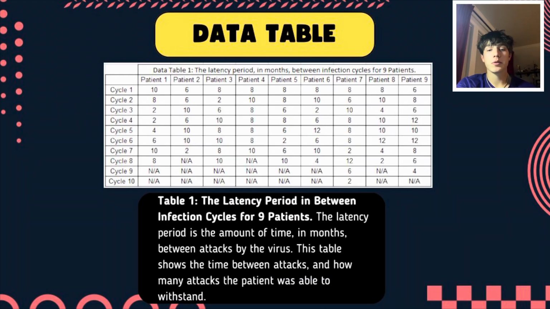Our first data table is looking at the length of latency period for each attack cycle for each patient. And the reason we wanted to look at the data like this is because it shows the correlation of length of each latency period and the amount of attack cycles that the patient was able to survive. And we wanted to look at it this way because this is also a good indicator as to how progressive the virus could be.